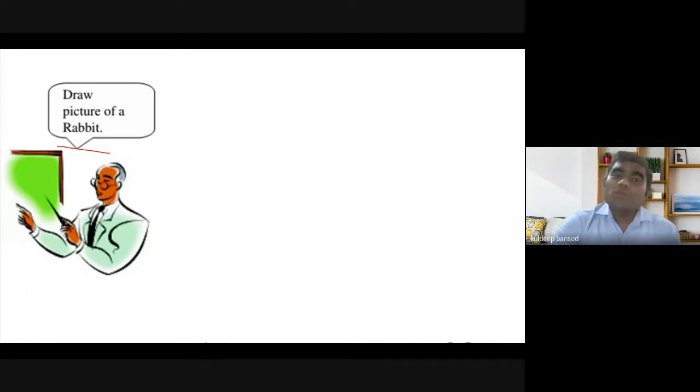Can every student draw a perfect rabbit, or the same rabbit? If a teacher is asking to draw a picture of the rabbit, what would be the probability that the student will draw a perfect picture of the rabbit?